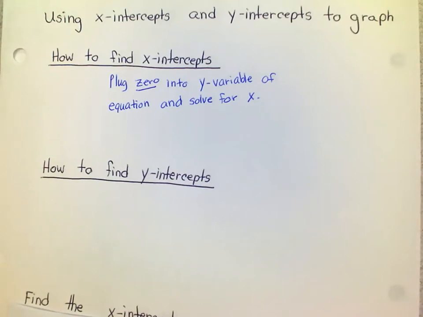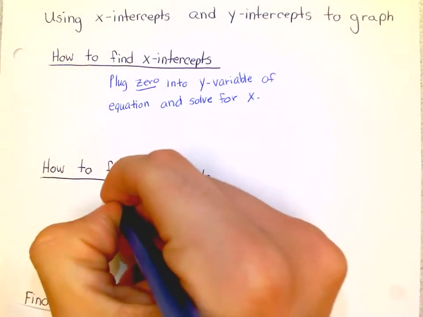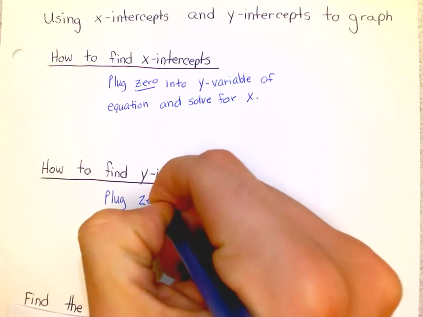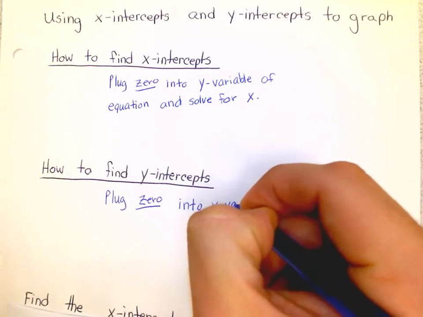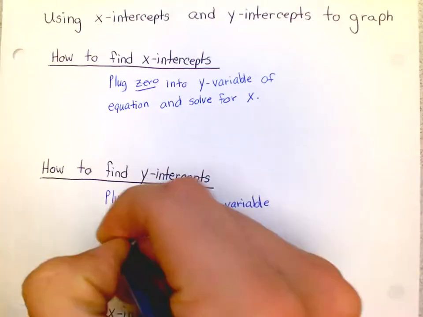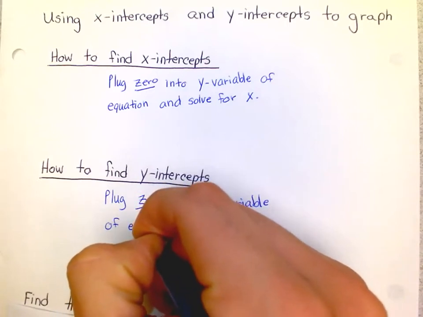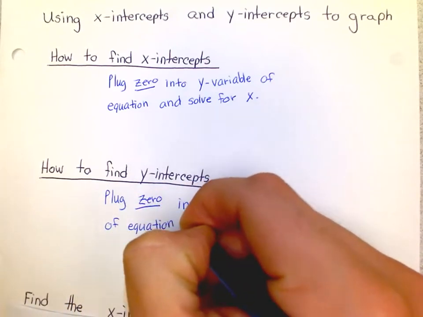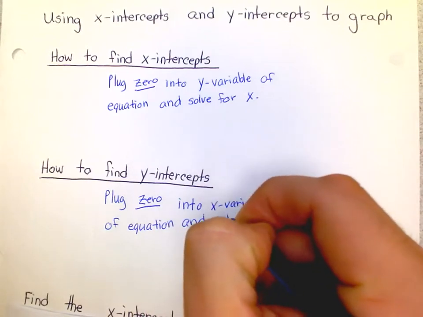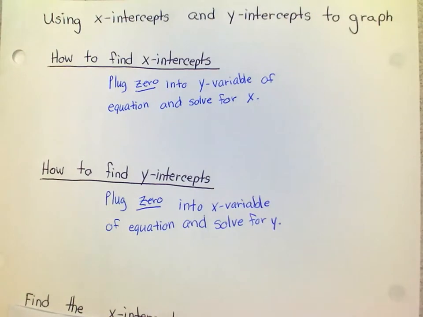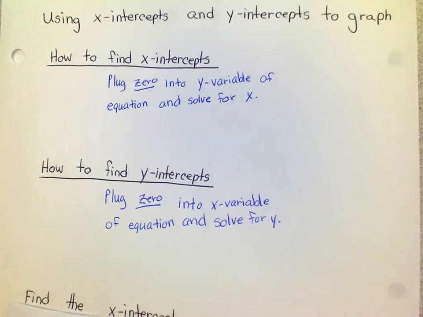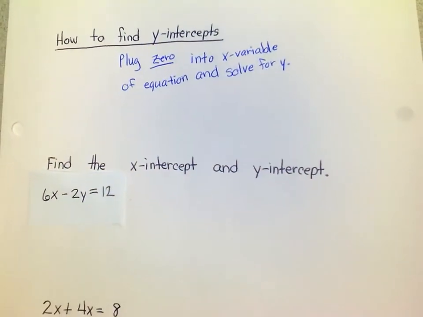Alrighty, so how do we find y-intercepts? You plug 0 into the x variable of the equation and solve for y. And just as before, you may have 1 or 0 y-intercepts, depending on what kind of line you're working with. Alright, so let's move into some examples.